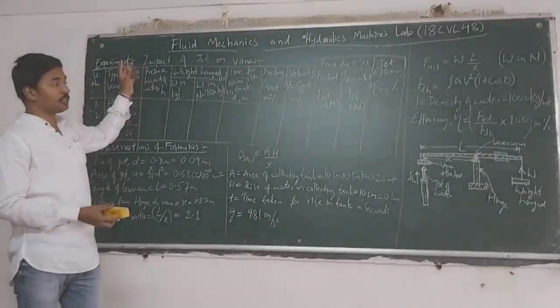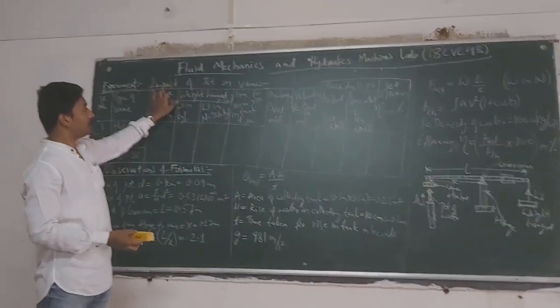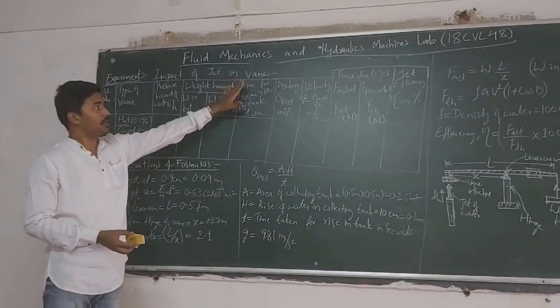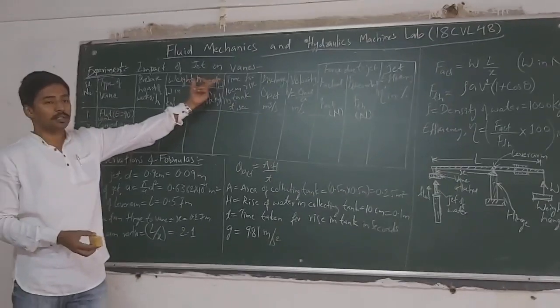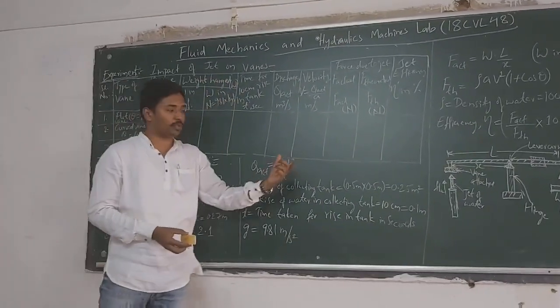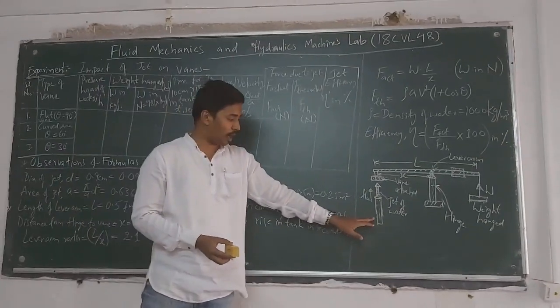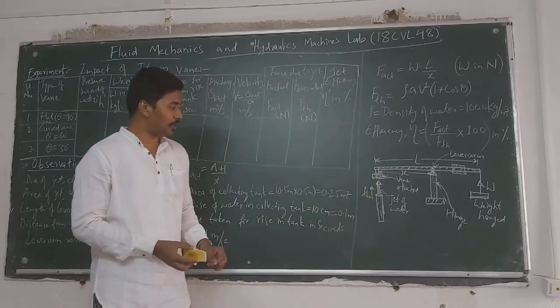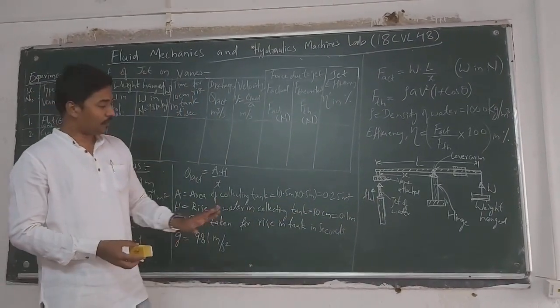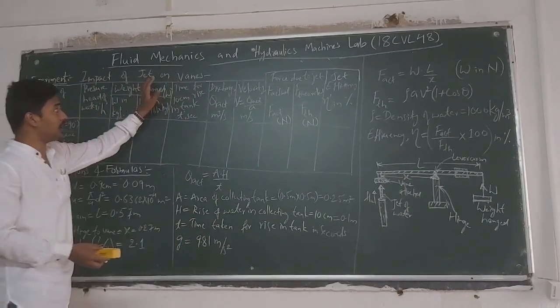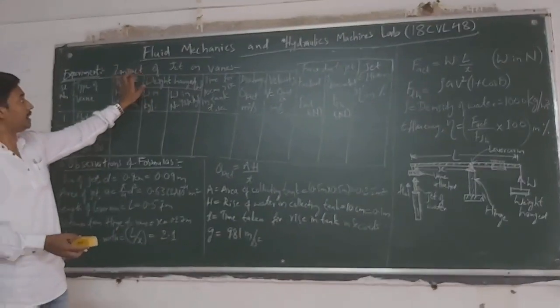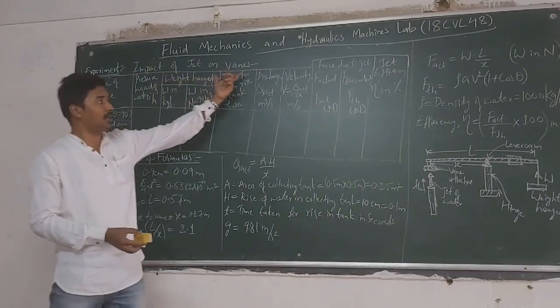So today we are discussing the experiment, that is the impact of jet on vanes. Particularly, if you want to identify the impact of a jet of water, it is water which is coming out with very great velocity from a pipeline with very small diameter. Its velocity will be quite high compared to the pipe flow velocity, and due to the higher velocity there will be a force impact, that is called the impact of jet on different types of vanes.